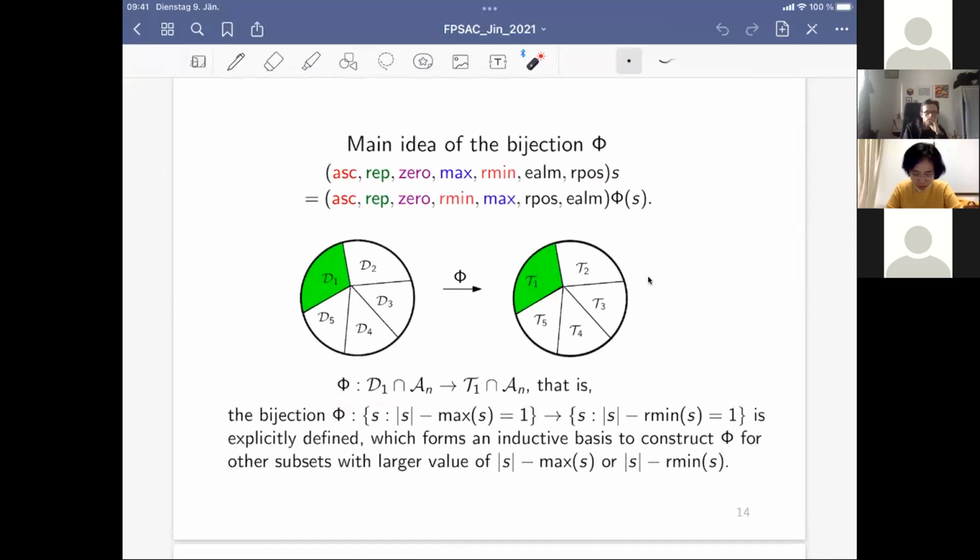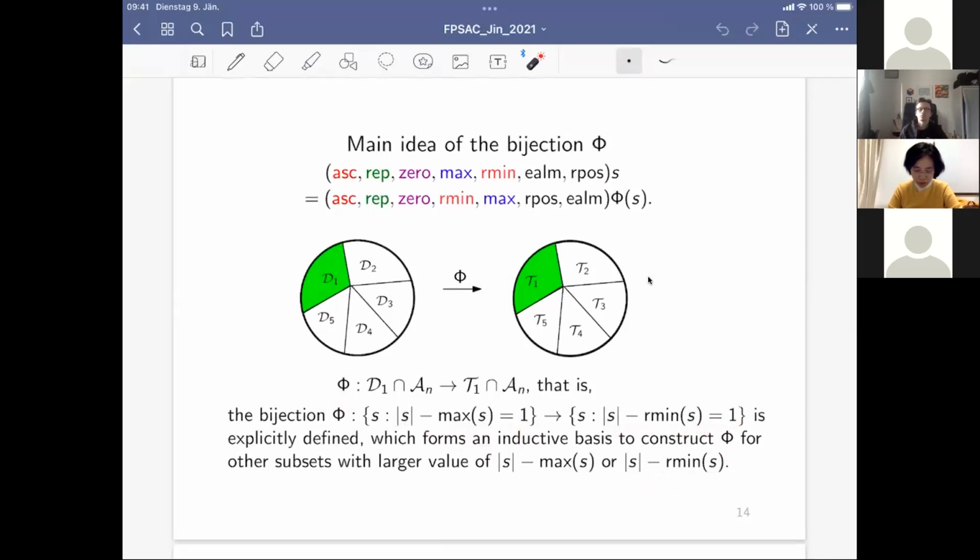And D1 is the set of ascent sequences where only one entry is not maximal. And T1 is the set of ascent sequences where only one entry is not R-min. And this can be directly defined. And this will form a basis for us to construct a bijection for other more complicated subsets. By complicated, I mean the set of ascent sequences with fewer maximal entries or fewer R-min entries.